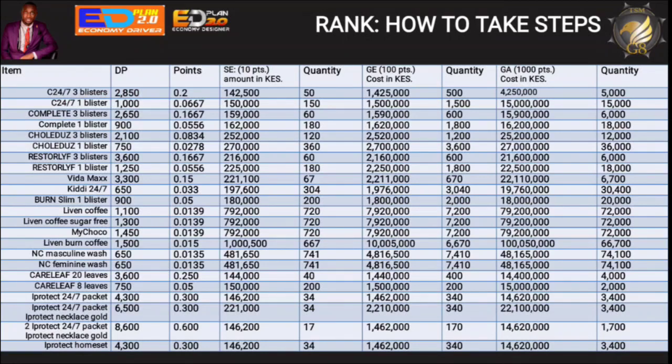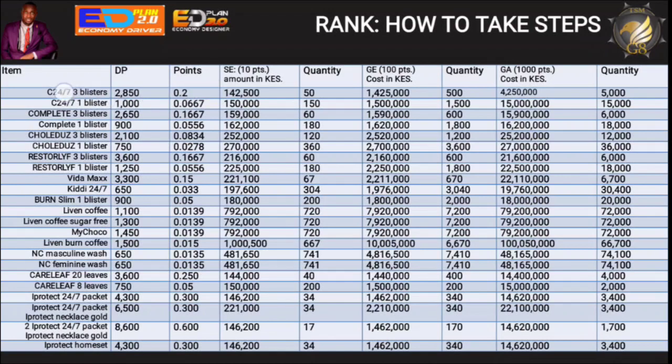Now, how do you take steps in achieving your rank? So this table that you see here will help you understand what you need for you to be able to achieve your rank, okay? So here we have the item that we usually have. These are the different products we have in our team. And then here we have something called the distributor price, the price used to buy these supplements. These are in Kenyan shillings. And then the points that you will get for buying one single product. So if you buy one big box of C24/7, it will cost you 2,850. You'll have gained 0.2 points, okay?